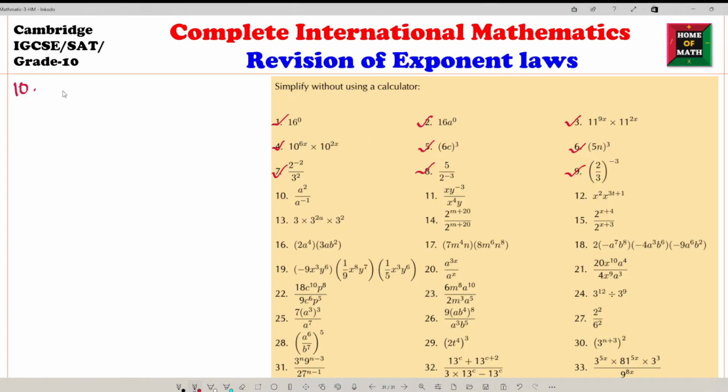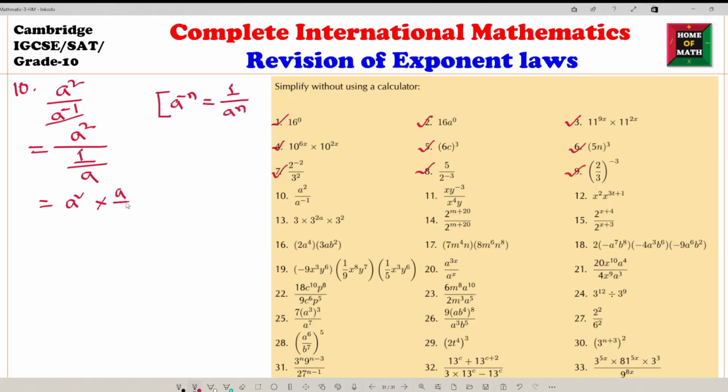Number 9 done. Now we will start number 10. 10 is a square divided by a to the power minus 1. We know the negative exponent rule, a to the power minus n equals 1 divided by a to the power n. So the numerator here is a square, and this a to the power minus 1 we can write as 1 divided by a. So a square divided by 1 divided by a will be flipped, so a divided by 1.